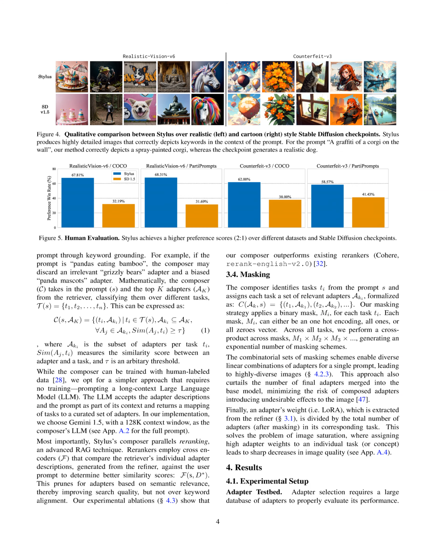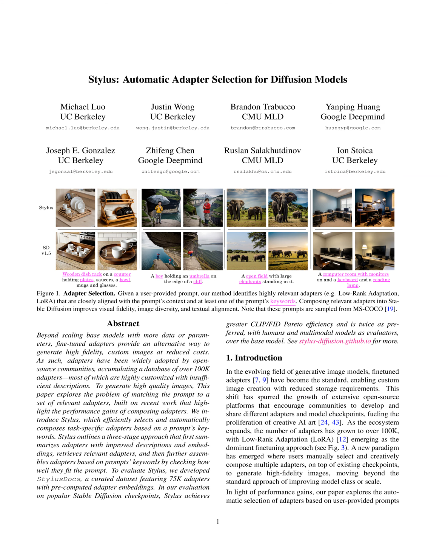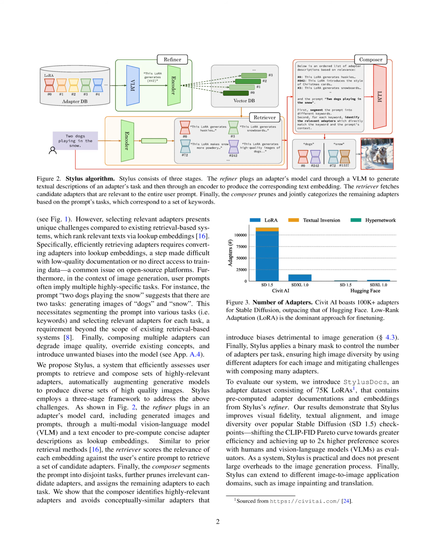3. Composer. The composer segments the prompt into tasks and assigns retrieved adapters to each task based on similarity scores. It filters out irrelevant adapters and those likely to introduce biases. The composer applies a binary mask to control the number of adapters per task, ensuring image diversity and minimizing undesired effects. Overall, Stylus efficiently assesses user prompts to retrieve and compose sets of highly relevant adapters, automatically augmenting generative models to produce diverse sets of high-quality images.